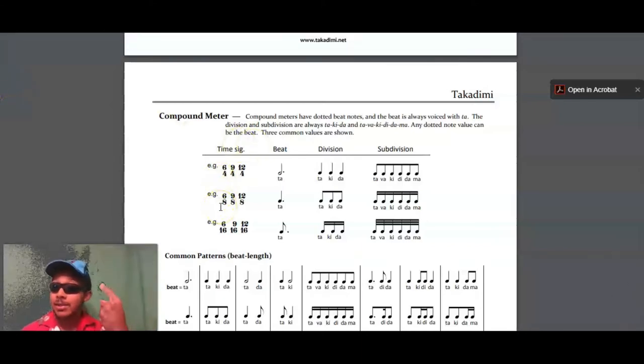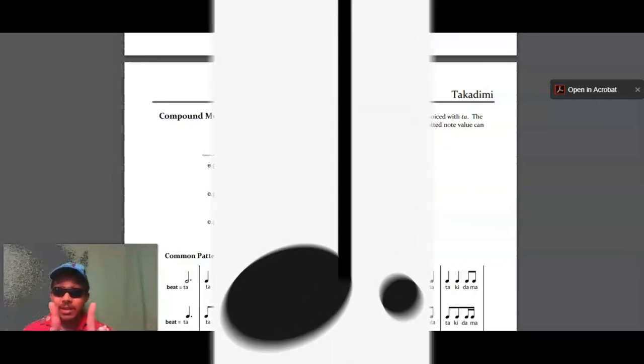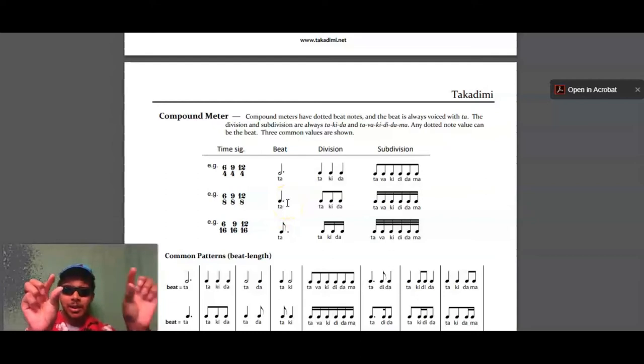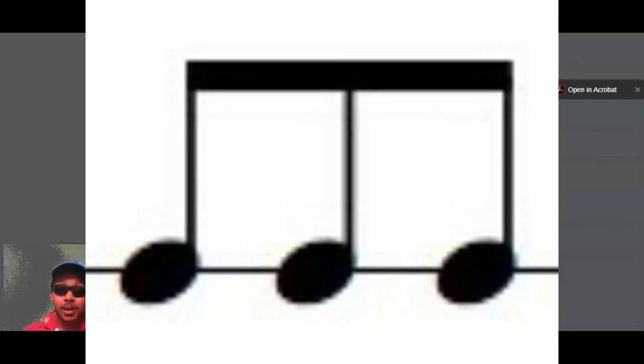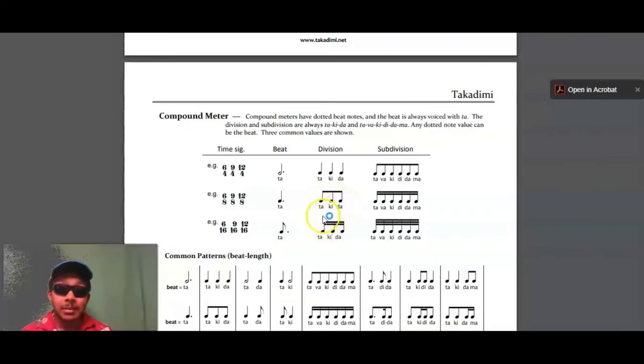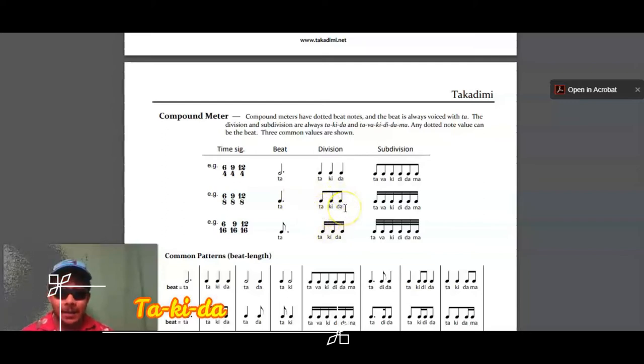Thinking back to our time signature lesson, the top number tells us that there are 6 beats in the measure, and the bottom number tells us that the eighth note gets 1 beat. The two notes we're going to see in our song today are the dotted quarter note, which is 3 eighth notes together, half plus half plus half, 1.5 beats, as well as a group of eighth notes that look like this, and the syllable is going to be ta, ki, da. Again, ta, ki, da. All right?